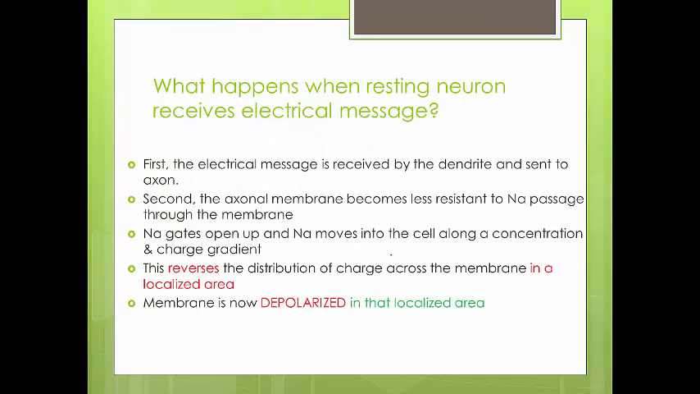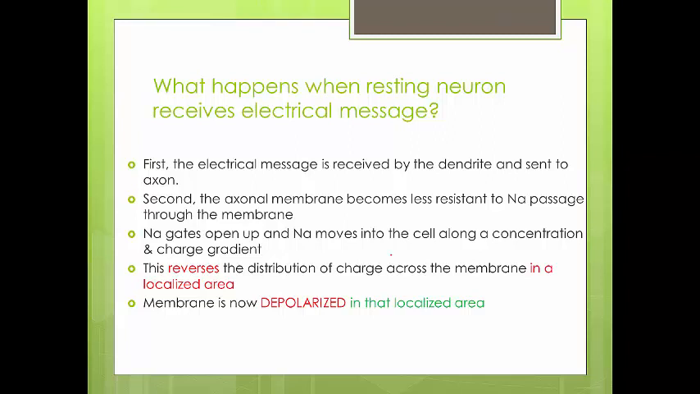So we're going to start with the question, what happens when the resting neuron receives an electrical message from another neuron? And the reality is that the dendrite is the first place at which that electrical message is received. And the dendrite has the ability to, through an electrical means, send it to the axon. And we're not going to detail that in this particular lecture because you don't really need to know that. So we'll gloss over that and get to the real activity of importance to us.